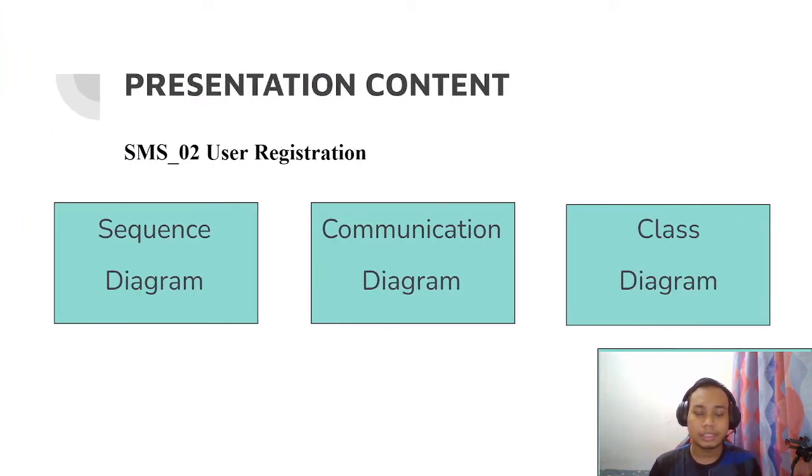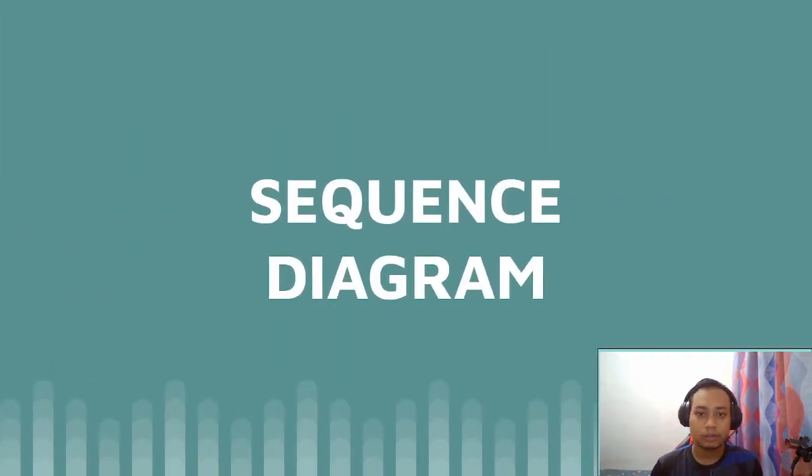For the presentation content, I will do SMS 02 User Registration, which is from Adilah, and the content will contain a sequence diagram, a communication diagram, and a class diagram. For the user registration, we will go to the sequence diagram first.